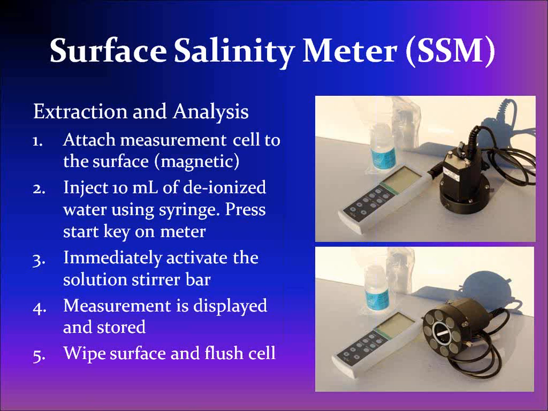Once the measurement is displayed on the meter, the stir bar can be stopped using the on-off switch on the top of the cell. The data is automatically stored by the meter. The cell must be rinsed with pure water prior to obtaining additional measurements from other test sites.